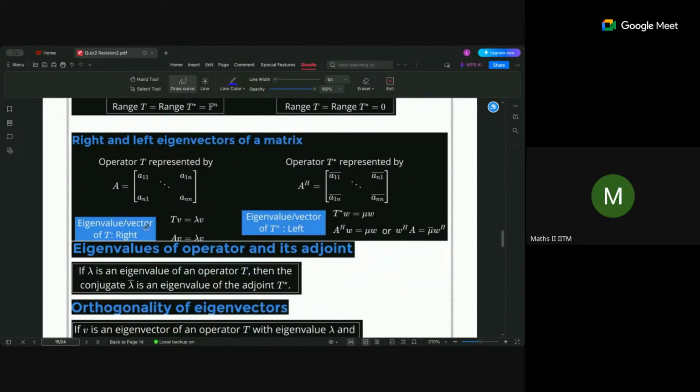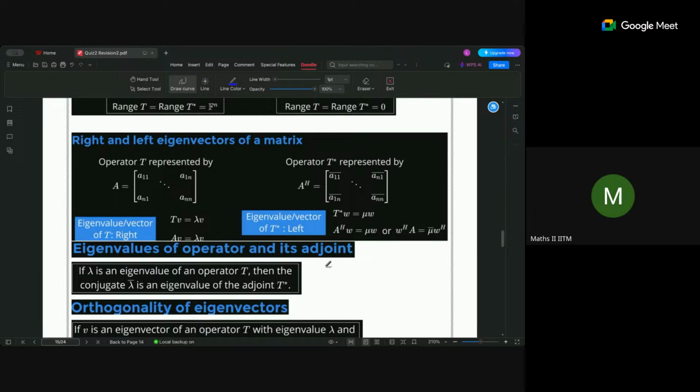So the usual eigenvalue and eigenvector: Tv equals lambda v. So this is your right eigenvalue. Lambda is your right eigenvalue and this is the right eigenvector. Now what is a left eigenvalue or a left eigenvector? You consider T star or A^H. The right eigenvalue of A^H is the left eigenvalue of A.